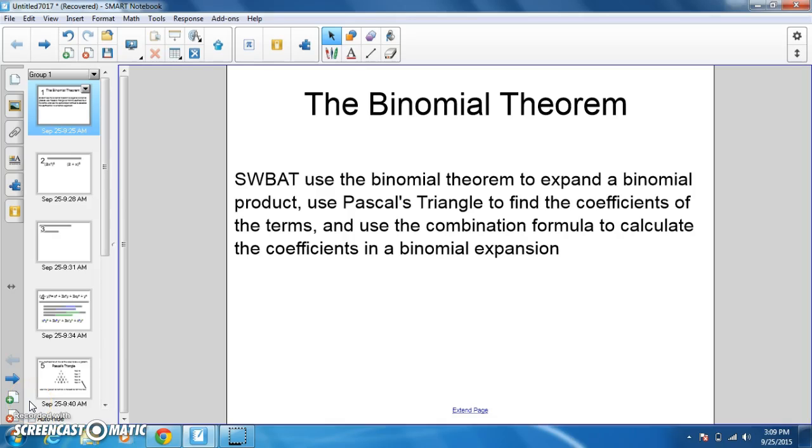Hey guys, today we are going to talk about the binomial theorem, which we use when we are going to raise a binomial to a higher power, such as 5 or 7.